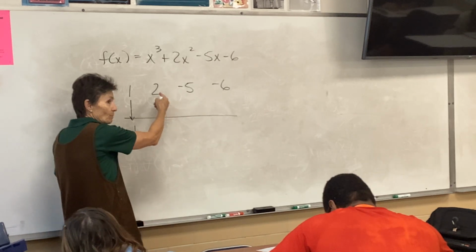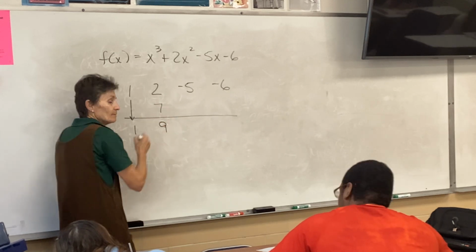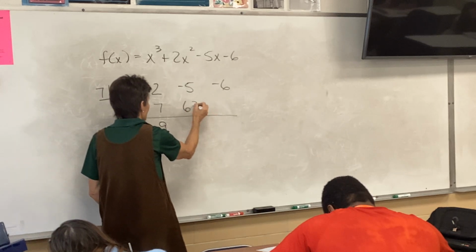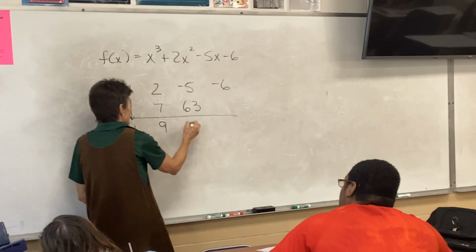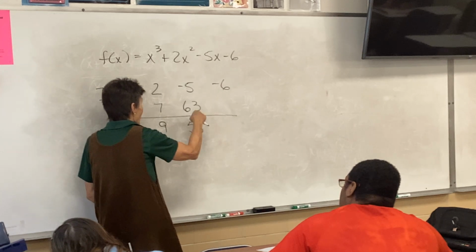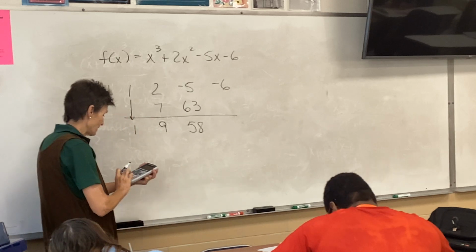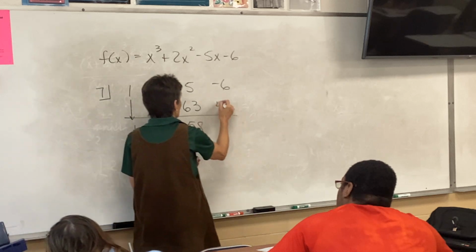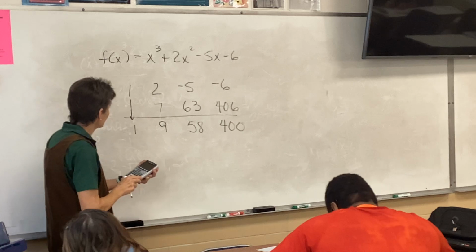And then you remember what you do? What do you do with these guys? Add them. It's an add. Yep. So then we multiply 7 times 9 and we get 63. Oh my, this is getting kind of big. Let's see, is that 58? Right, add those. And what's 7 times 58? 406. So that makes 400 here. How was my arithmetic, guys? Did I do okay?